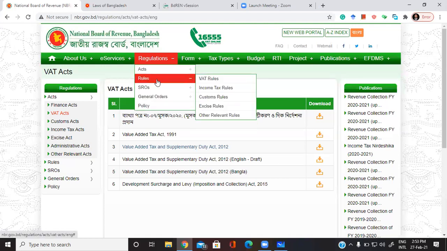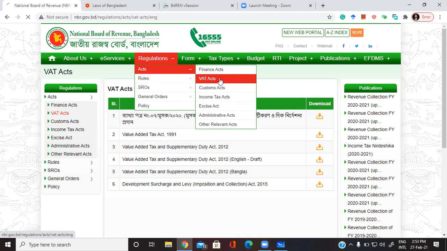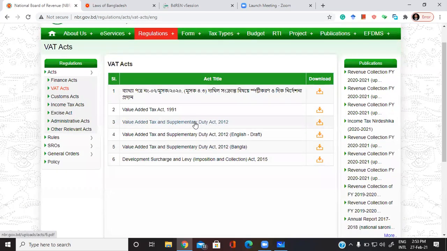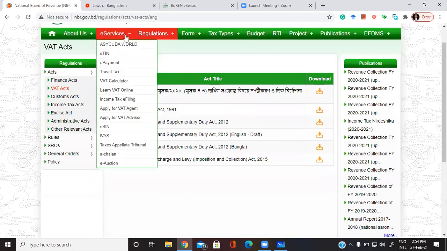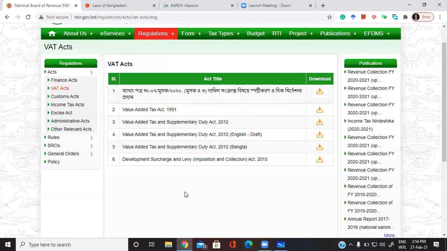On the NBR website, if you go to the acts and look at the VAT acts, you will see there is the Value Added Tax and Supplementary Duty Act 2012. Before that, which was applicable in our country? 1991. You probably have heard about that. In 1991 VAT was introduced in Bangladesh. This is a very common GK question: on which date was VAT introduced in Bangladesh in 1991? July. Okay. Thank you.